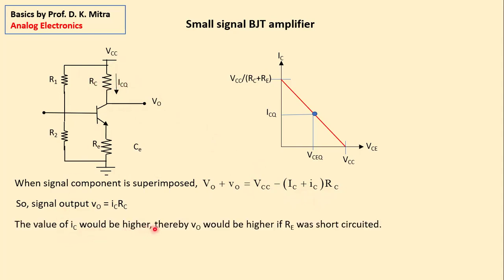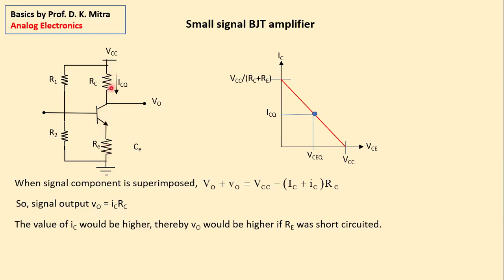The value of IC would be higher. This is the signal output, which is IC multiplied by RC, so it will be higher if IC is higher. But because of this resistance here, I see the current through this line is a little less. You remember, for biasing this resistor was not there, but for bias stability you put in this resistance.